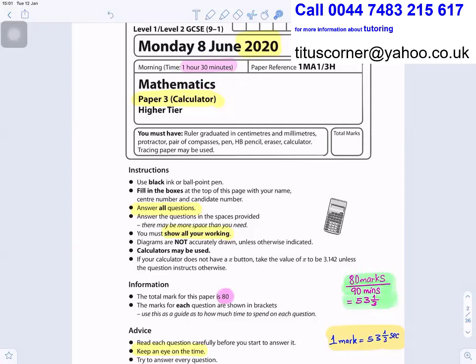Important things to remember: answer all questions, show all your working. Total mark for this paper is 80, and keep an eye on the time. So 80 marks divided by 90 minutes means 53 and 1/3 seconds per mark. So 1 mark is for 53 and 1/3 seconds.